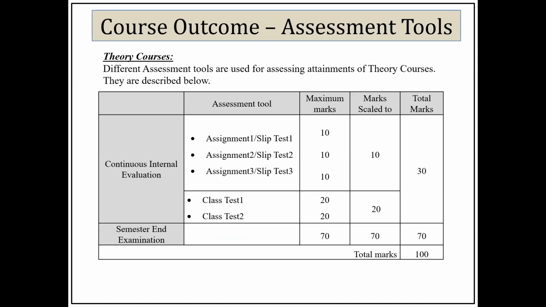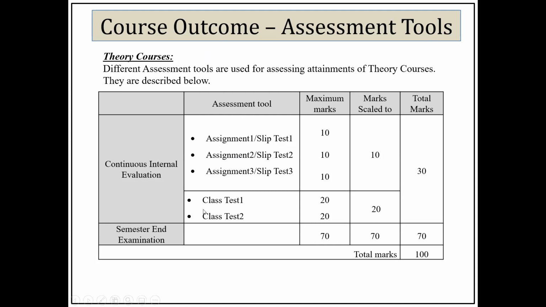Right. Now let us take an example of a course. If I want to calculate the internal assessment for a theory course, first I should know what are the assessment instruments available for that particular course. For this course, the internal assessment tools available are assignment or slip test 1, assignment or slip test 2, and assignment or slip test 3. That means three assignments or slip tests will be conducted during a semester for any theory course. This is in the R16 curriculum of CBIT.